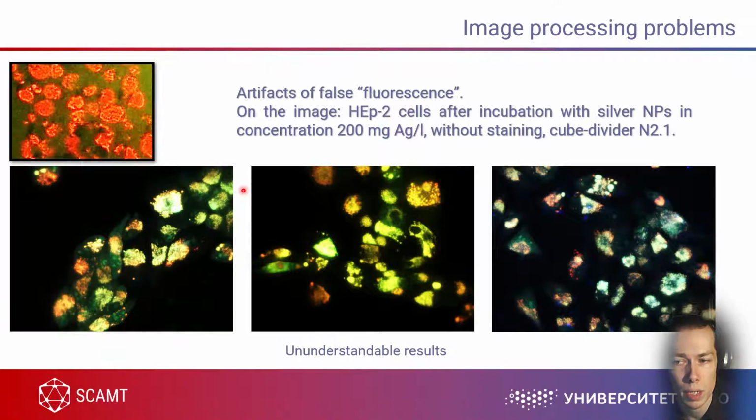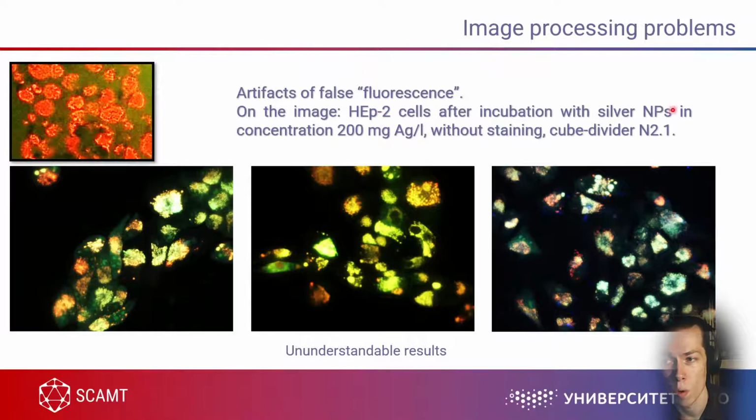There can be even more complicated things. For example, here we have HepG2 cells. They're cancer cells closely related to liver cells, and there is no staining, no fluorescent staining of these cells. But why are these cells red and the surroundings green?